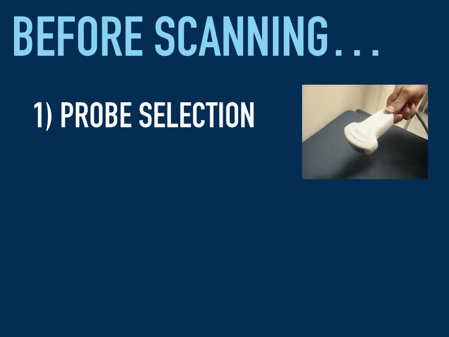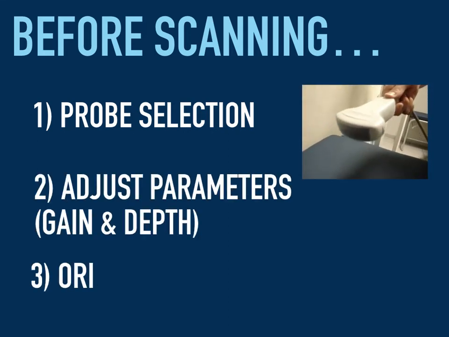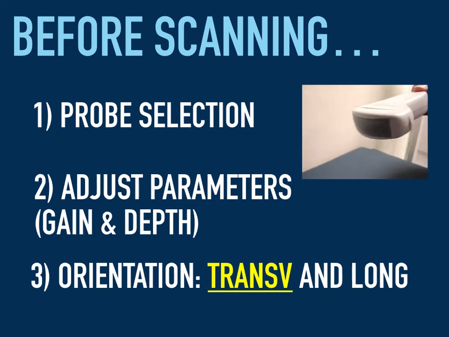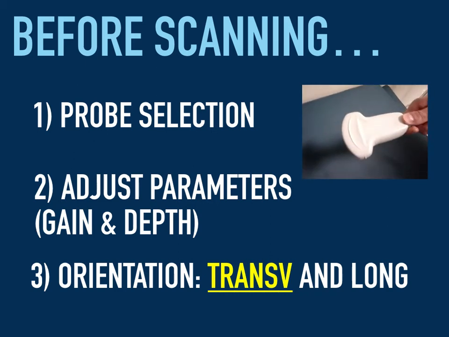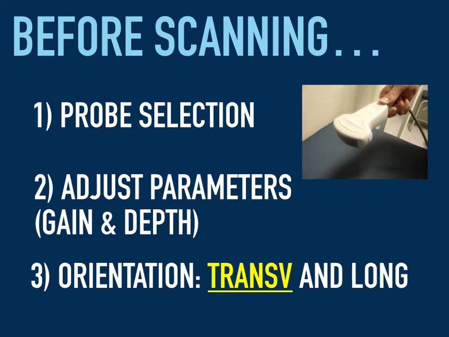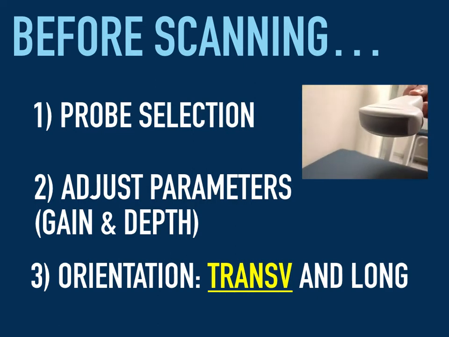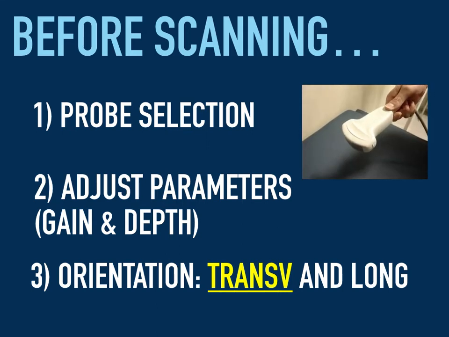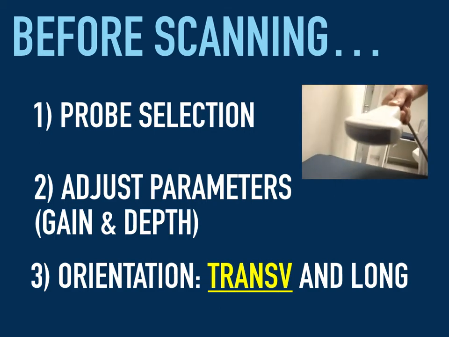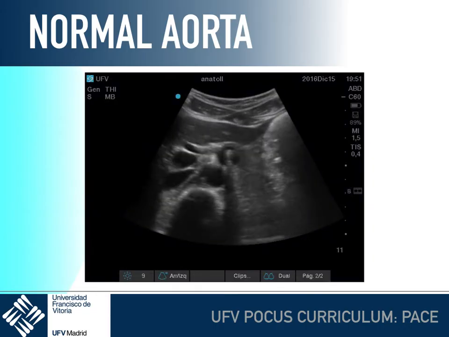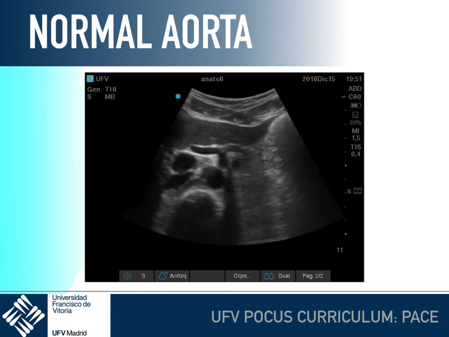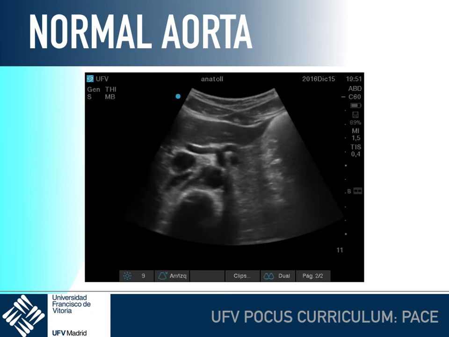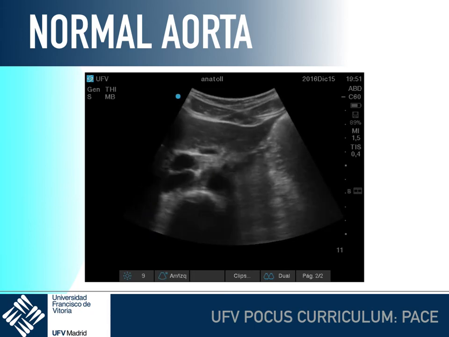Before scanning, as always, probe selection: the curvilinear probe, and parameters. The main orientation of the aorta should be transversal. From time to time we can go to the longitudinal axis of the aorta to evaluate if we have missed a saccular aneurysm. So from proximal to distal, this is the first level. This is the level of the epigastrium, in which we are evaluating the aorta and the celiac trunk, with the inferior vena cava and the posterior shadowing of the vertebral body.